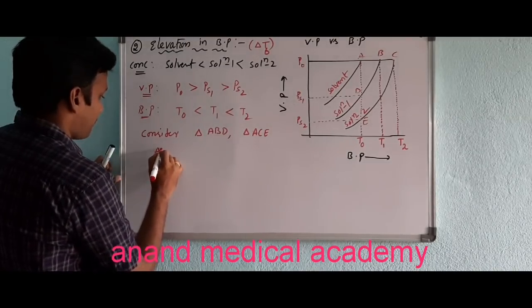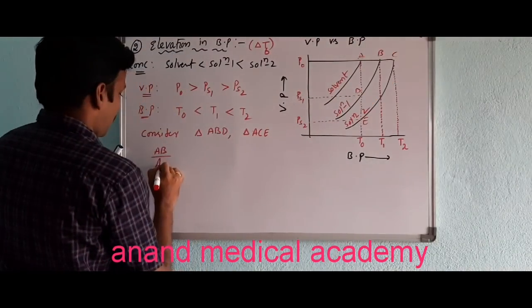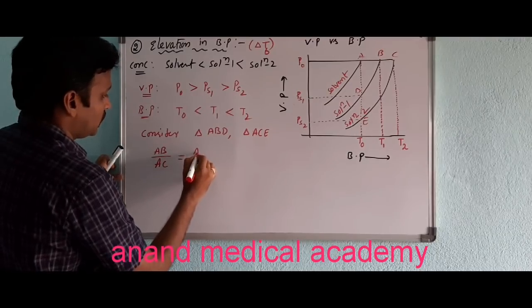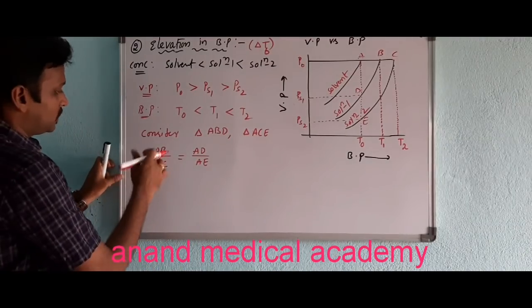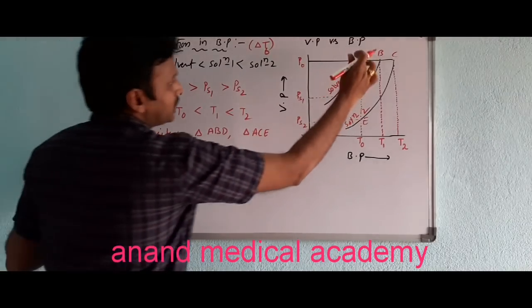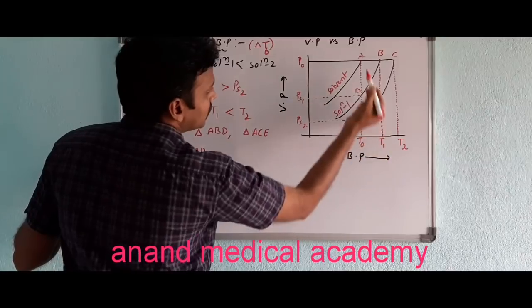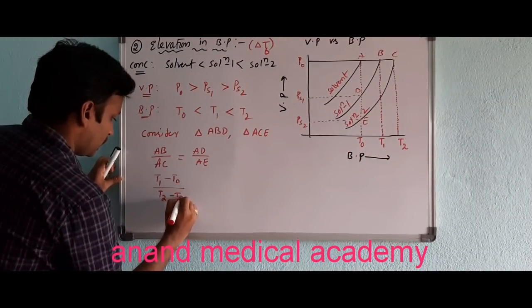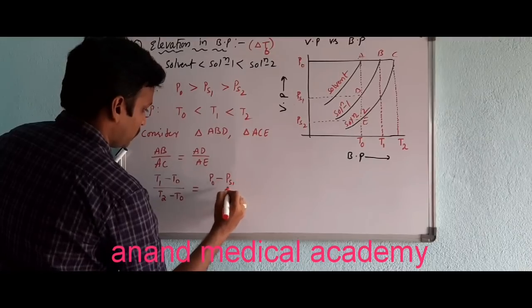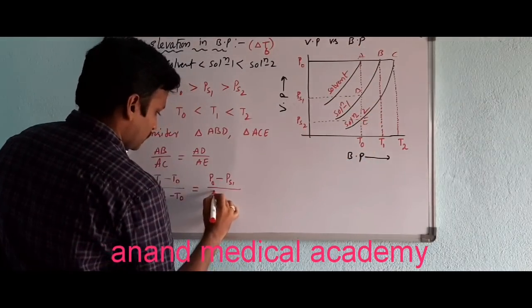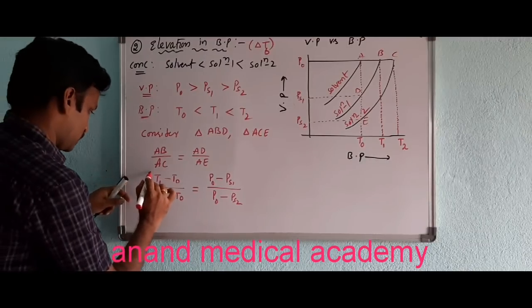Now AB by AC is equal to AD by AE. What is AB? It means T1 minus T0. AC means T2 minus T0. AD means it is P0 minus PS1. AE is nothing but P0 minus PS2. This I am considering now like this.